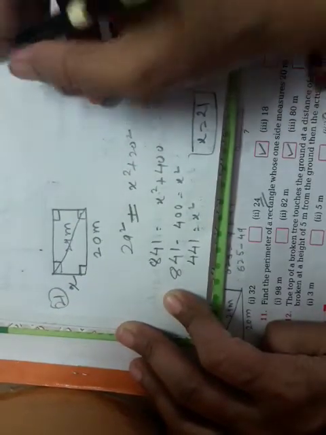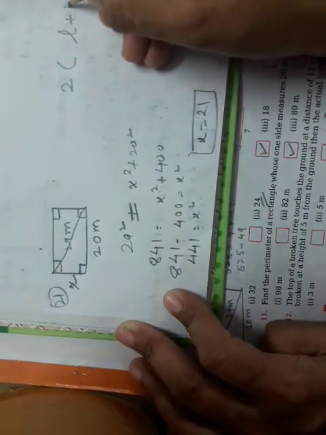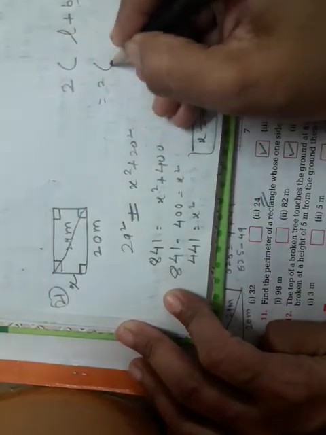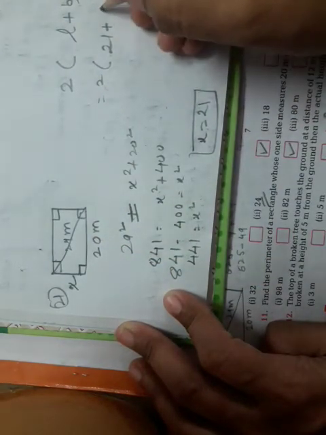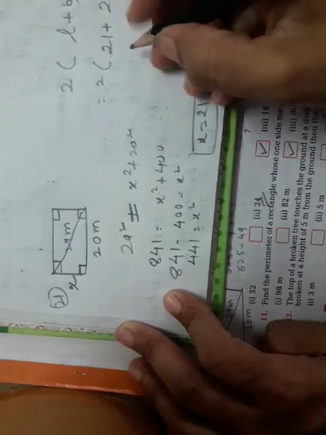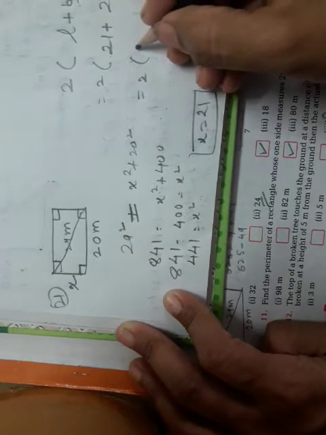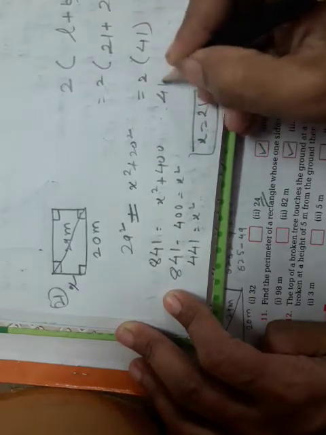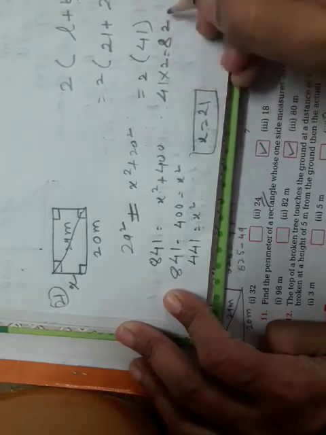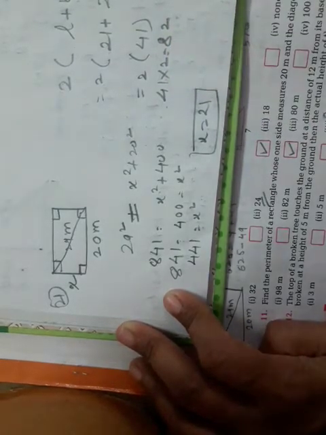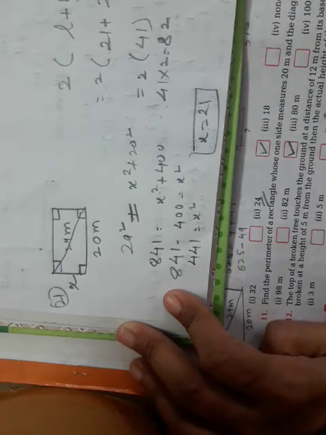Then the perimeter of a rectangle formula is 2 into length plus breadth. Length is 21 and breadth is 20. So 2 into 21 plus 20 is 2 into 41, which is equal to 82. Therefore, the second option is the correct answer. Understood?